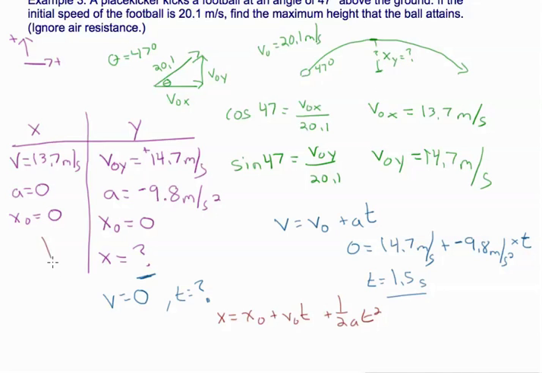So we have x equals 0 plus 14.7 meters per second times 1.5 seconds meters plus 1/2 a t squared.